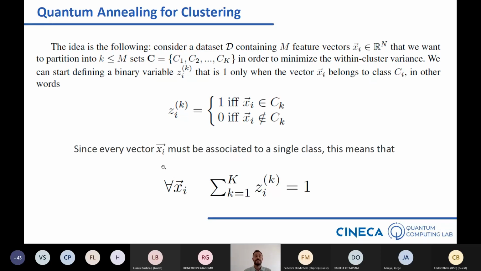This is our first constraint, since the vector xi must be associated to a single class, of course, because you don't want a vector to belong to both the red class and the yellow class. You want just one class. A smart way of mathematically ensuring this is to have the sum of all the possible z associated with some vector equal to 1.